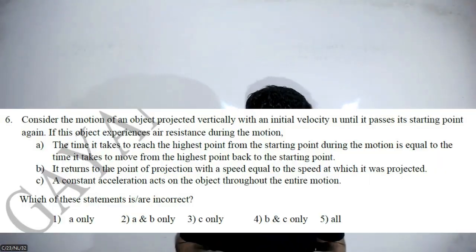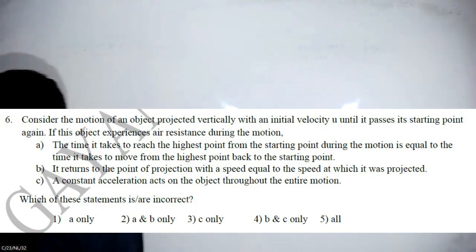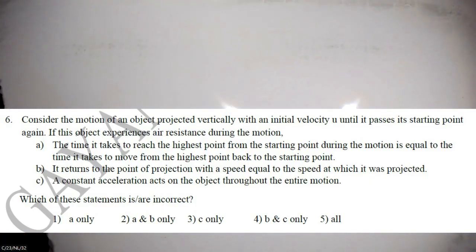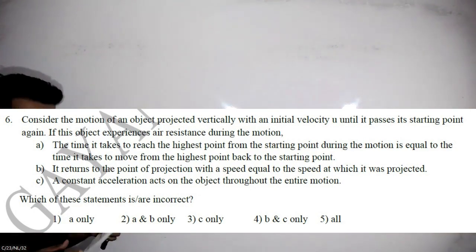Right, let's see the answer for question number 6. Consider the motion of an object projected vertically upwards with an initial velocity u until it passes its starting point again. If this object experiences air resistance during the motion, let me first explain the motion of this object if there is no frictional force acting on it.